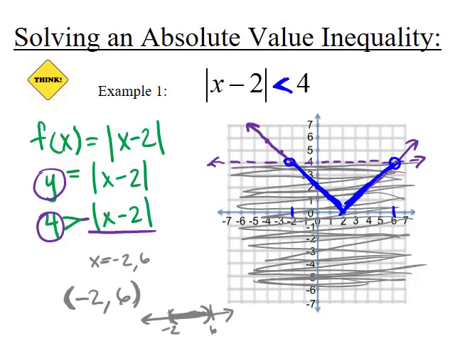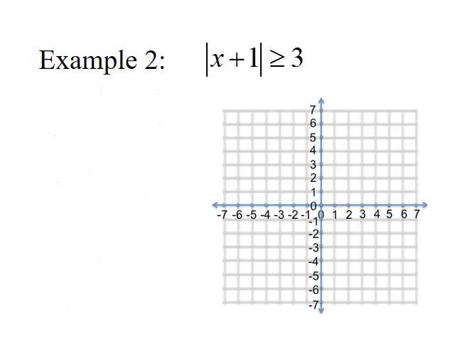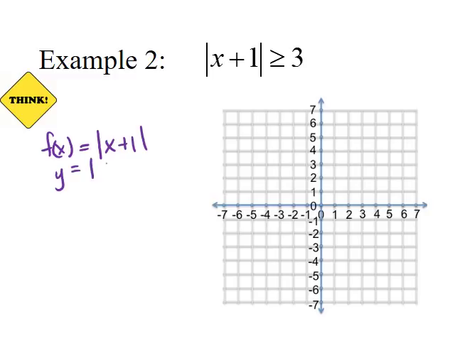Let's take a look at another example. Again, just think through this one. You don't have to jot it down. First of all, I can rewrite it as the f of x function of the absolute value of x plus 1. Again, f of x can always be replaced with y. And y can be replaced with a 3.